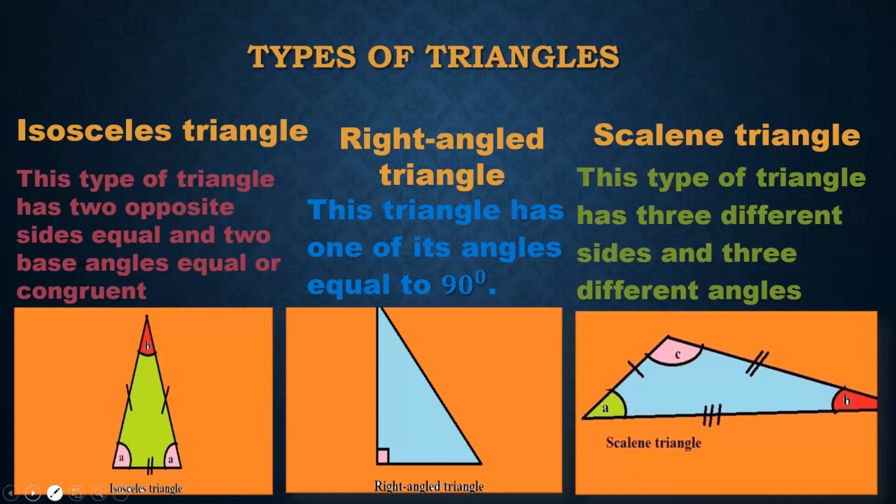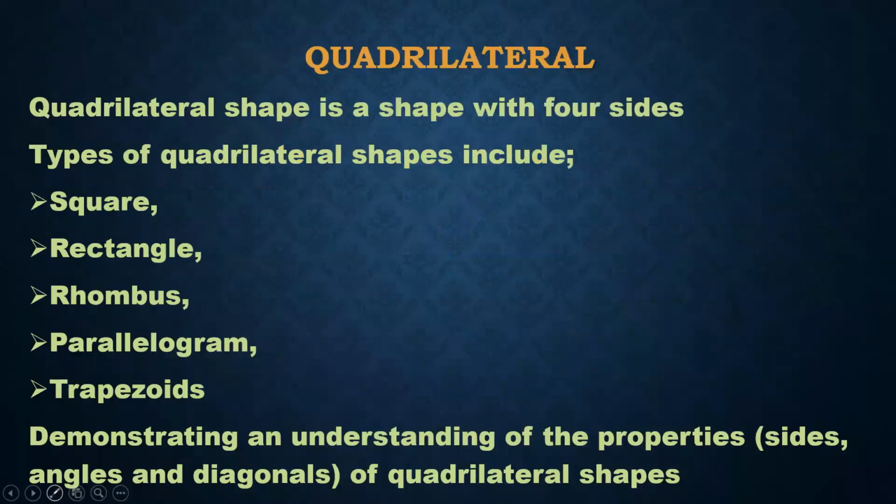Now let's talk about quadrilateral. A quadrilateral is a shape with four sides. So a quadrilateral shape here is a shape with what? Four sides. So all those shapes with four sides are called quadrilaterals. And a shape with three sides, we said, is called a triangle.